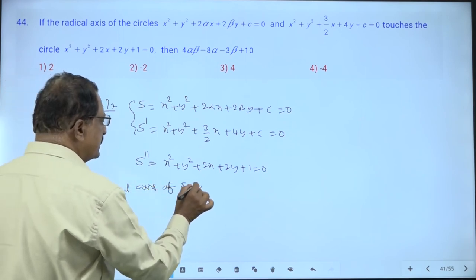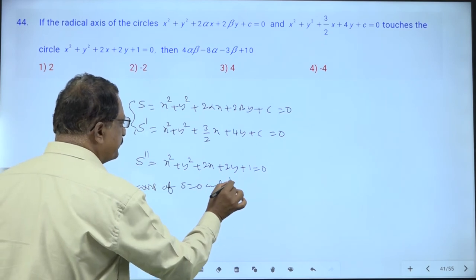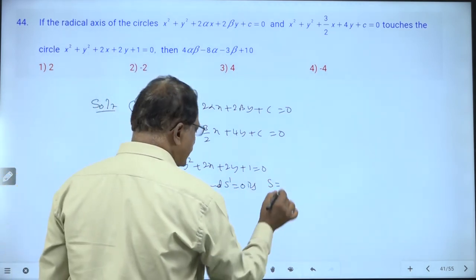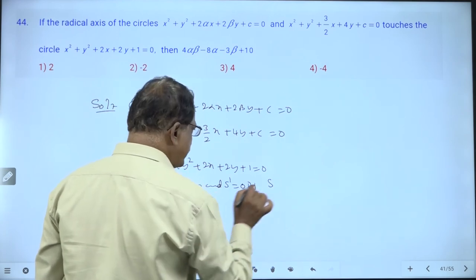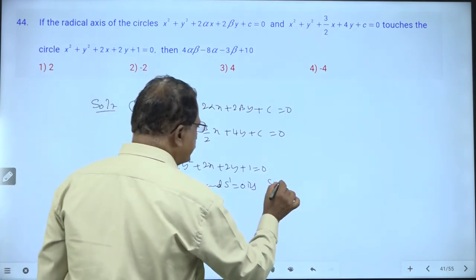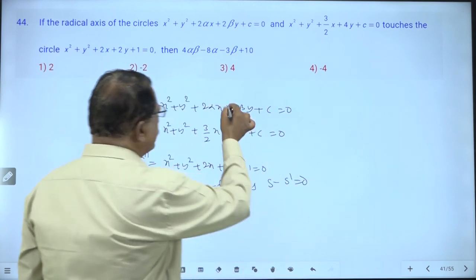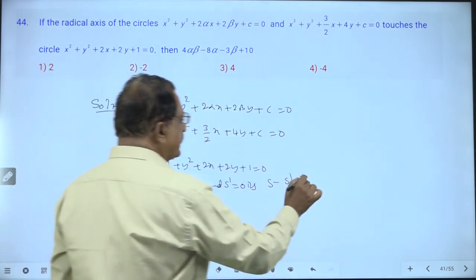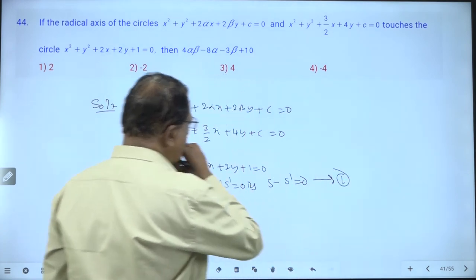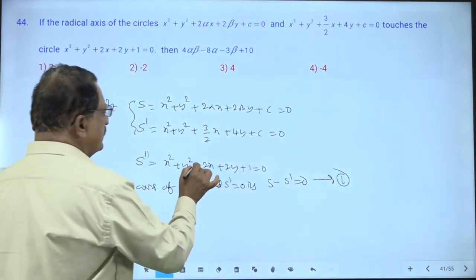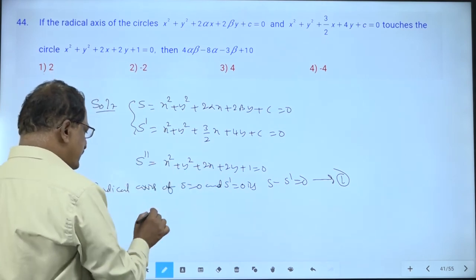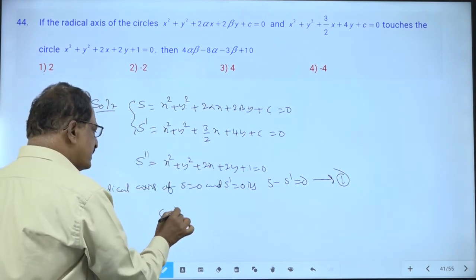Now, first, the radical axis of the circles. Radical axis of S equals 0 and S dash equals 0 is S minus S dash equals 0. From the first circle equation, subtract the second circle, we get the radical axis. Now, next, what is the center of the third circle?